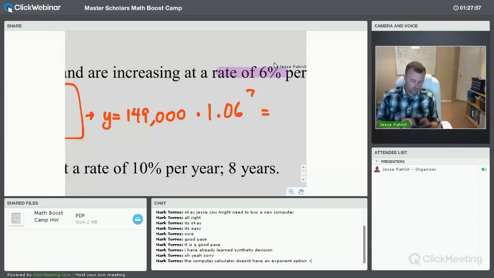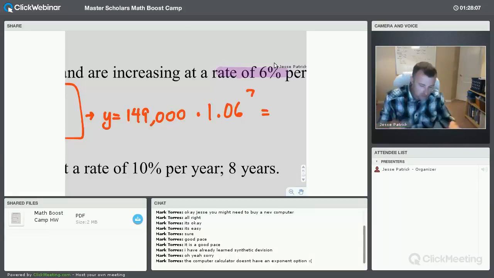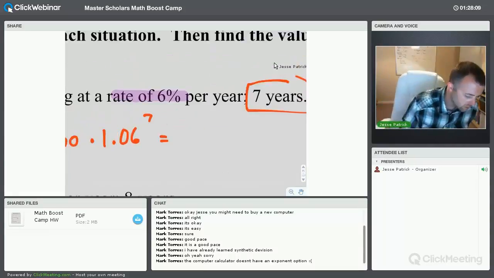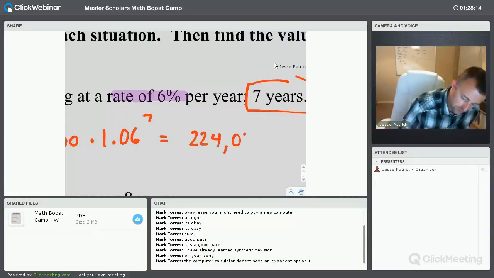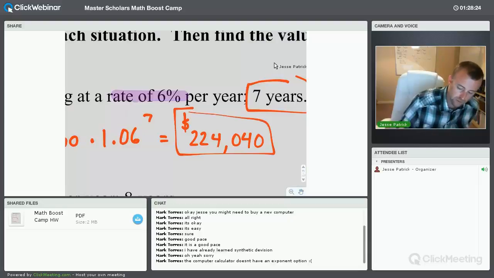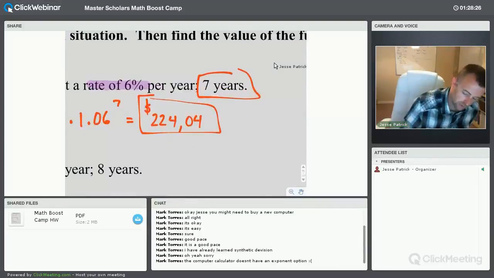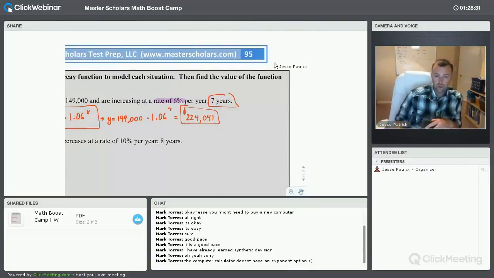Okay, that's fine. I'll do 1.06 to the 7th is 1.5 times 149,000. In this case, it's going to give me 224,040 thousand. It's point 0.9, but they usually will tell you to round to the nearest, and I guess that'd be nearest dollar. I'll just put a 1 in there. This is 0.9, so I'll just kind of throw it in there.